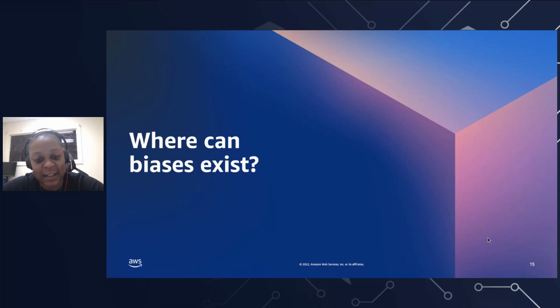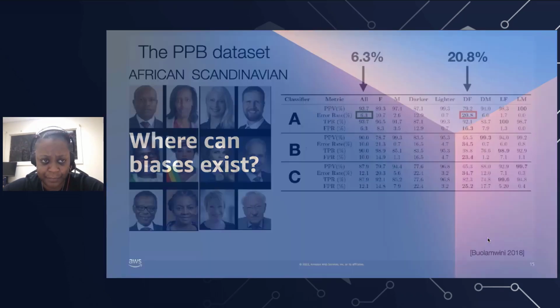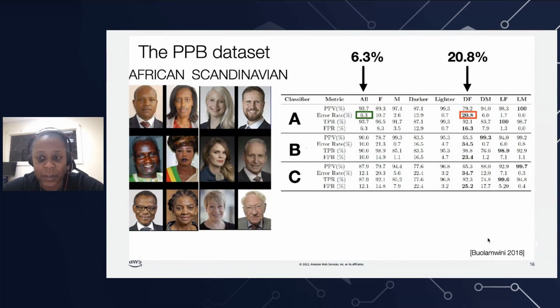So, where can biases exist? We're about to walk through a case study that shows some examples of this. Back in 2018, there was a paper called Gender Shades that was written by Joy Buolamwini and her co-authors that indicated that Amazon's face software, when performing gender classification, had a much higher error rate for darker skinned females than all the other combined error rates of the system for that particular data set, which was called the PPB data set, which is a parliament data set. These are members of government and parliament for different countries in Africa and then in Scandinavia.